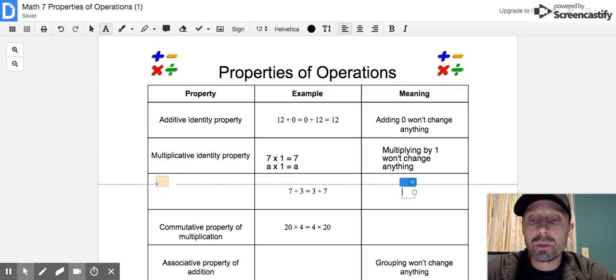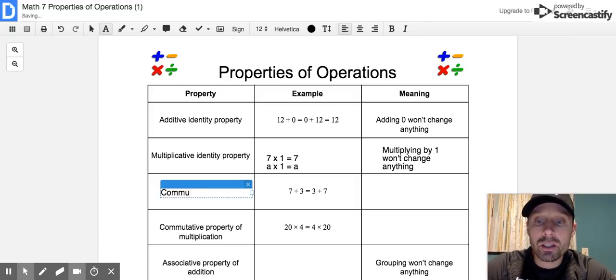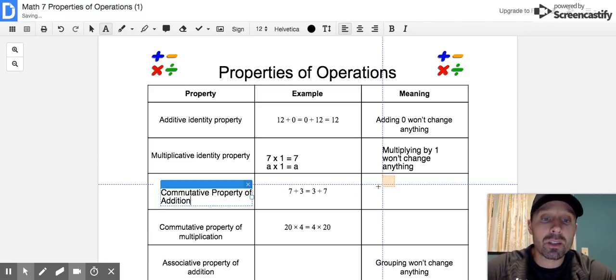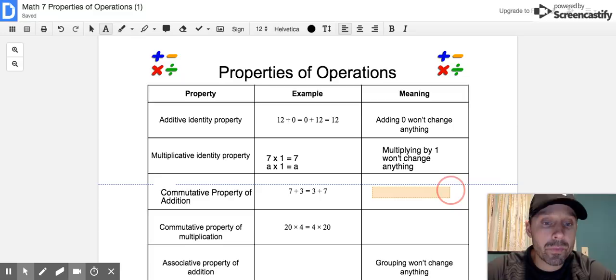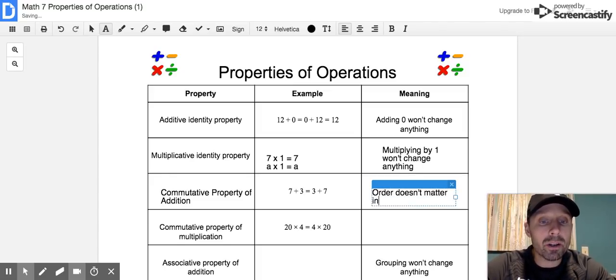Next, we come to 7 plus 3 equals 3 plus 7. Well, that is the commutative property of addition, saying that order does not matter when it comes to addition. 7 plus 3 is going to give me 10, and 3 plus 7 is going to give me 10. Order doesn't matter in addition.